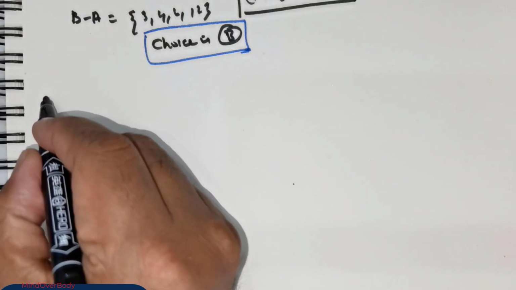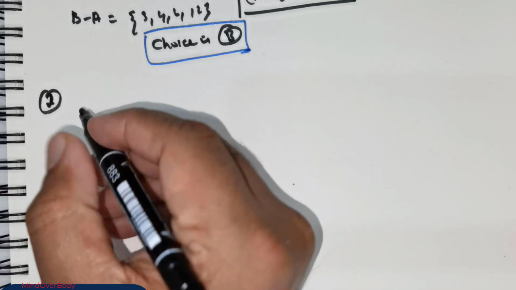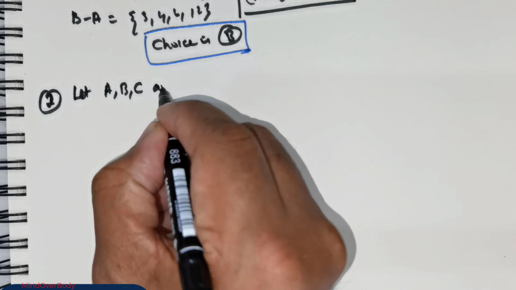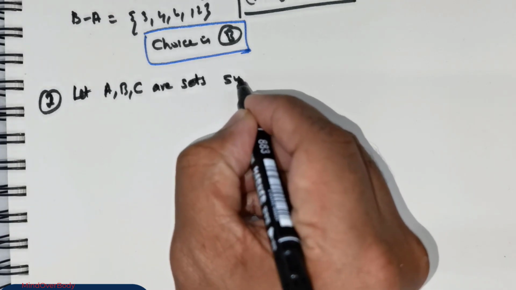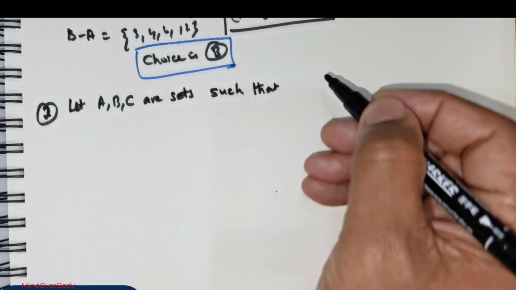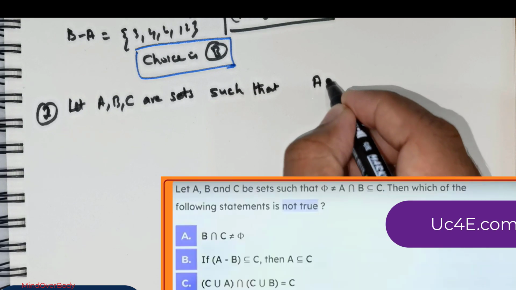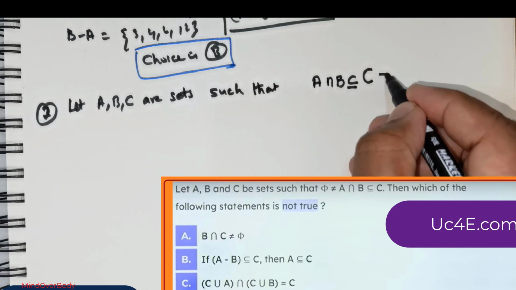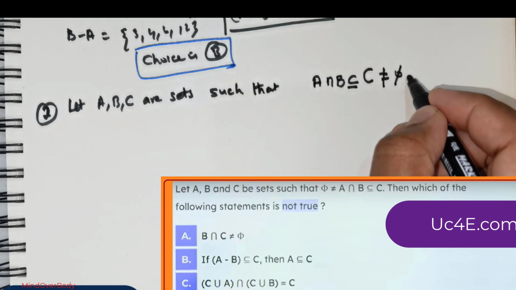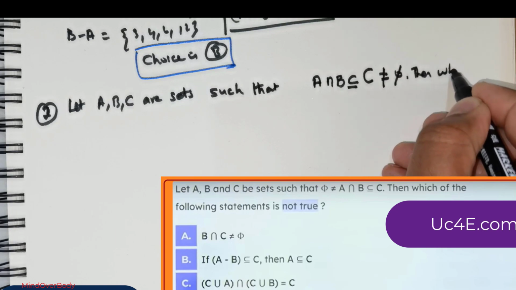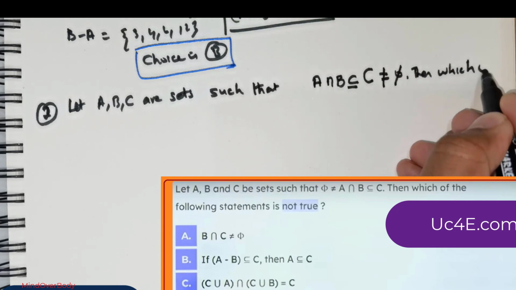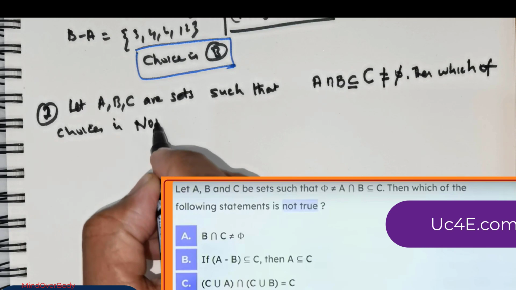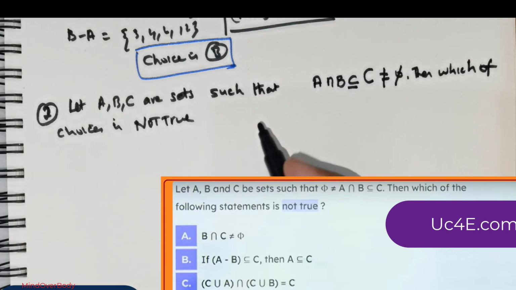This is the next question on set properties. Students, let's do this. We are given that A, B, C are sets such that A intersecting B is a subset of C, and that it is not equal to an empty set. Now we are asked to find which of the following choices is not true. So you have to pick up that which is not true.